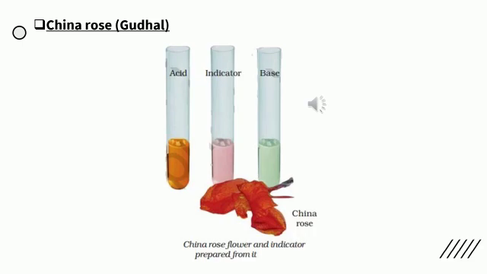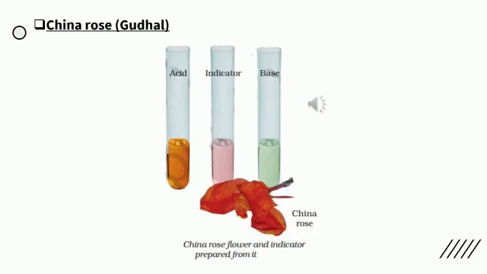Okay, so what we are doing is, first we need to add some warm water and we need to dip the petals of the China rose flower into this warm water. Why are we dipping it in warm water? Because the petals will give out their color into the water. Because of the temperature of the water, it absorbs all the color and it is mixed in the water, and we need to use this colored water as an indicator.